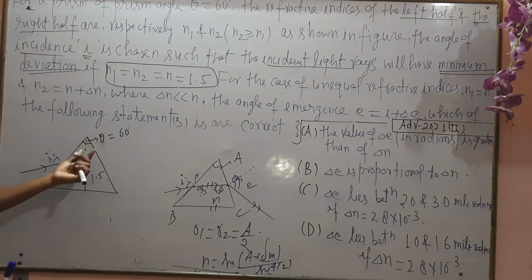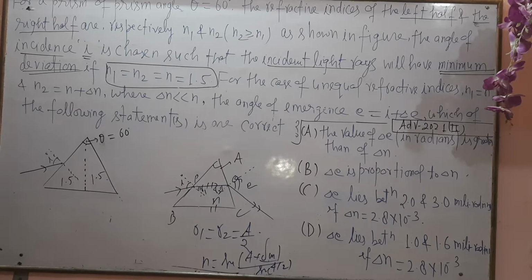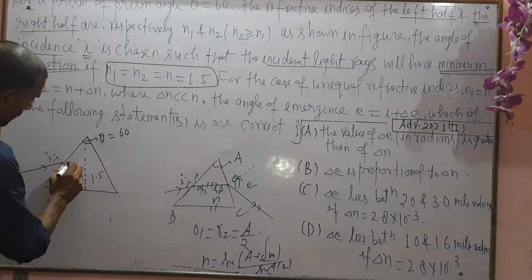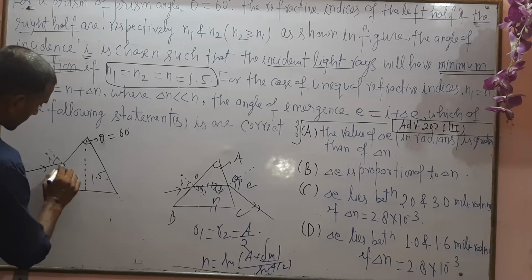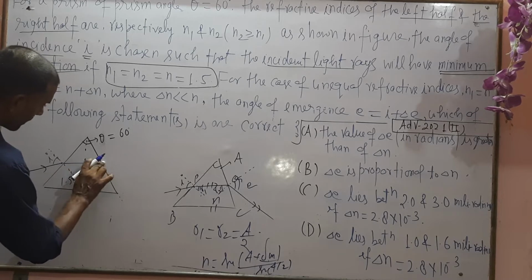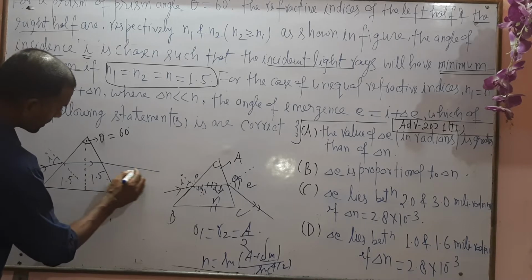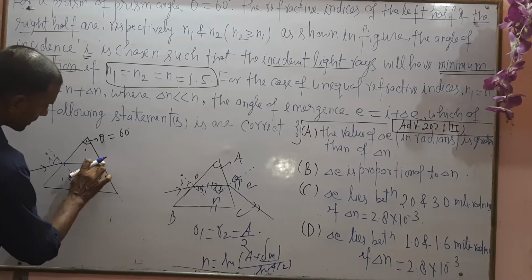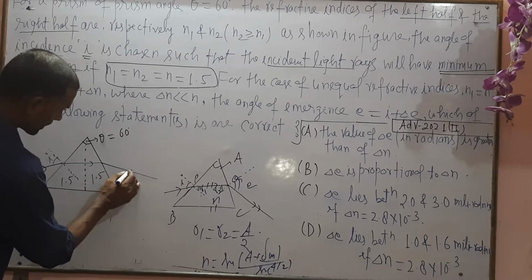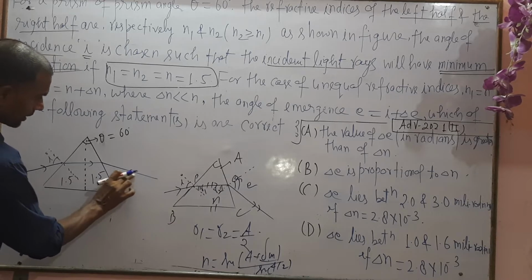Then look here at that first condition. For minimum deviation, that ray will be parallel to the baseline. The baseline is this one given. This is parallel to the baseline, and that ray will be the emergent ray.